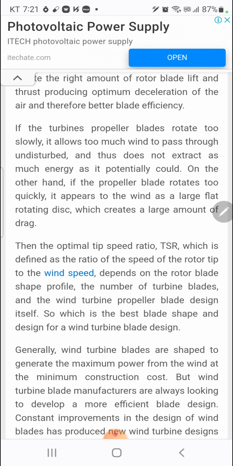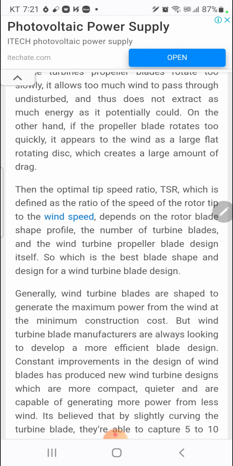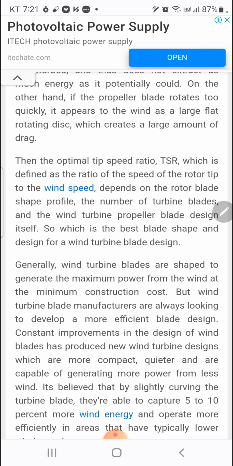On the other hand, if the propeller blade rotates too quickly, it appears to the wind as a large flat rotating disk, which creates a large amount of drag force perpendicular. The optimal tip speed ratio, TSR, which is defined as the ratio of the speed of the rotor tip to the wind speed, depends on the rotor blade shape profile, the number of turbine blades, and the wind turbine propeller blade design itself.